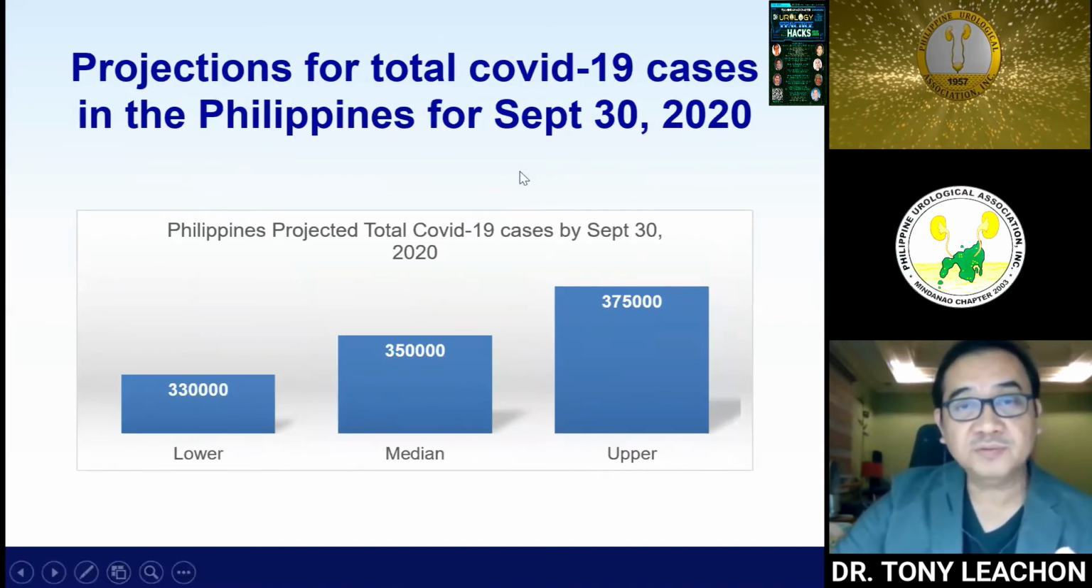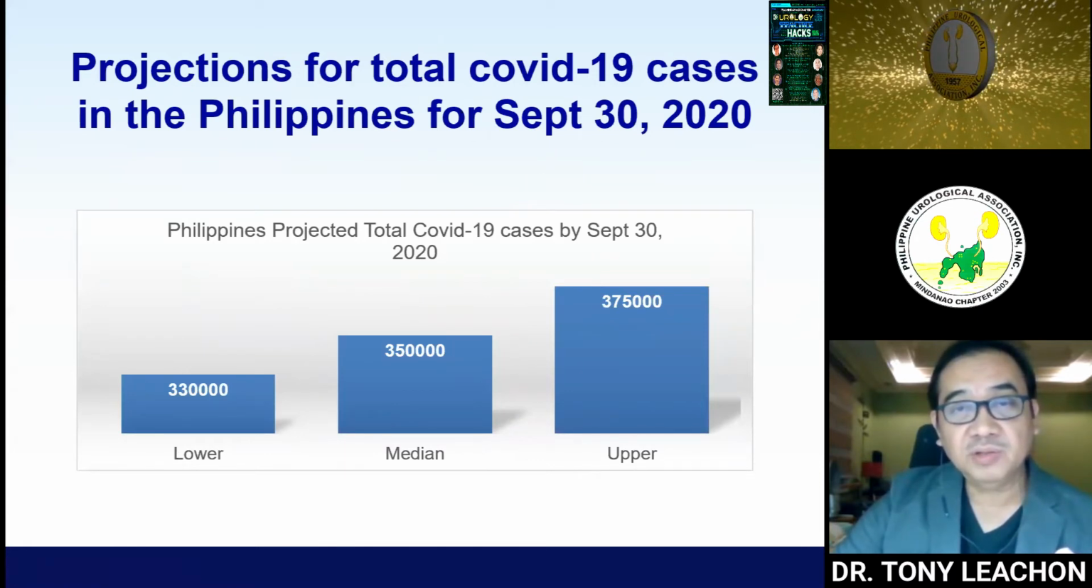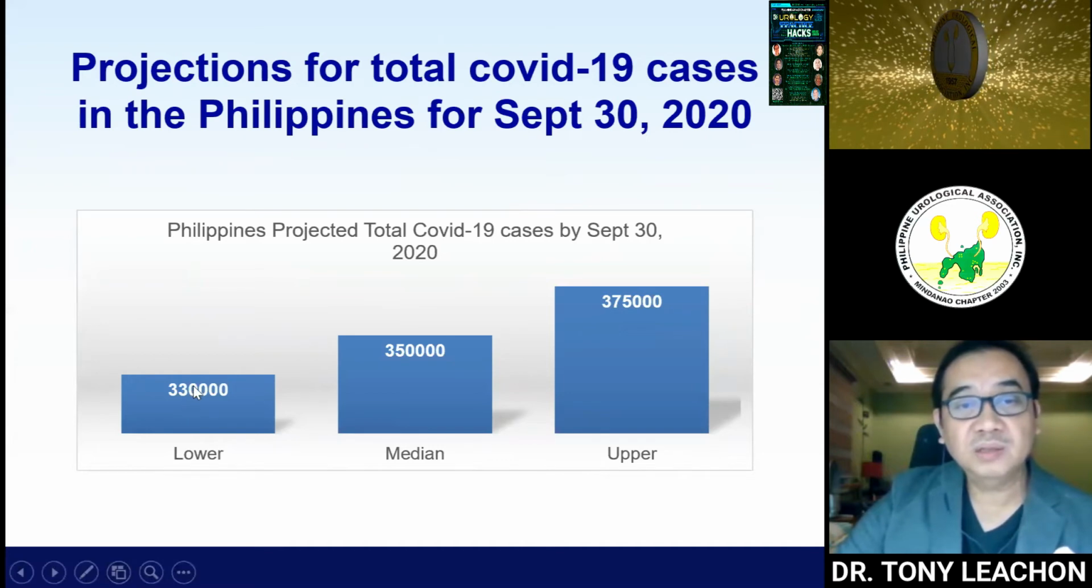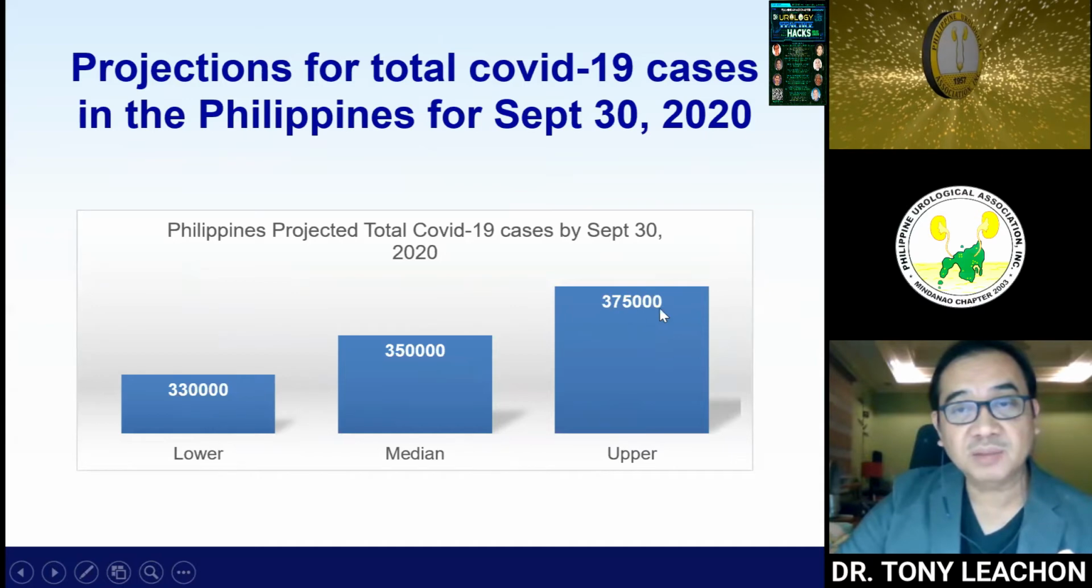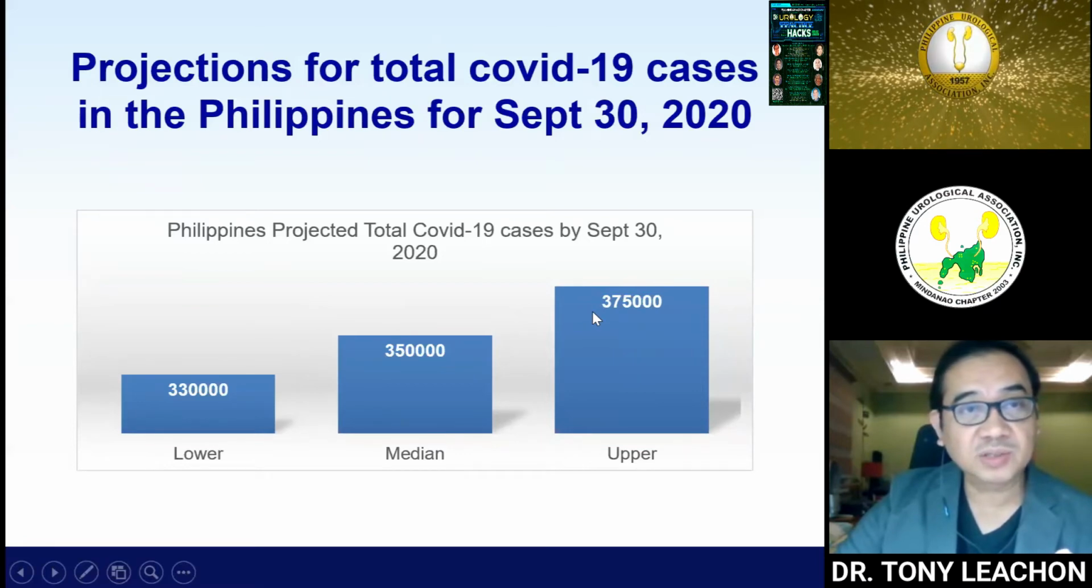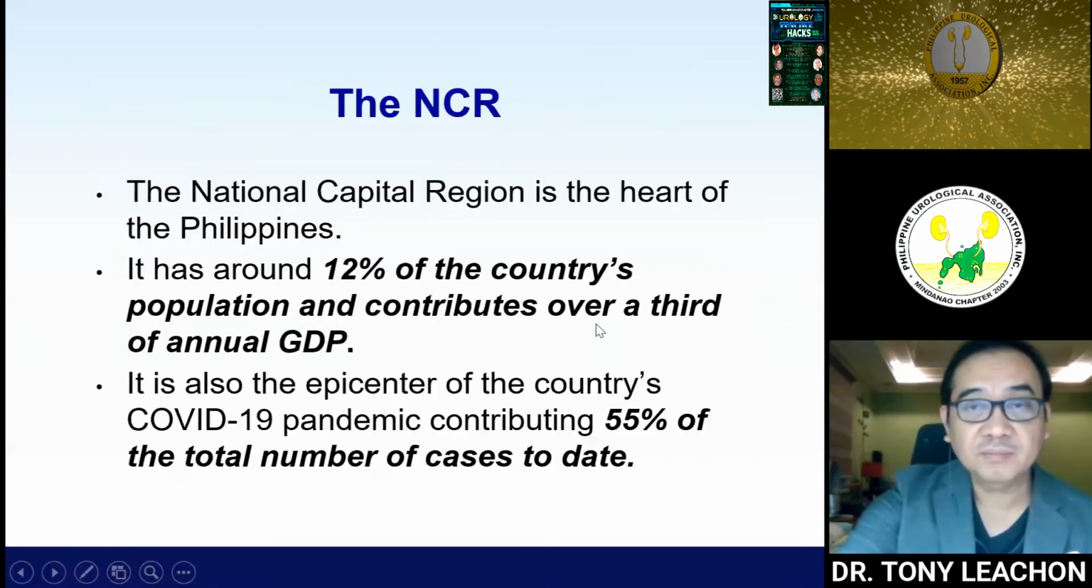The projections for September 30, if we will use the GCQ, then we will have a lower projection of 330,000, a median projection of 350,000, and of course, a higher projection of 375,000, just in case the healthcare capacities will not be in place and the social distancing guidelines will not be followed by the people.